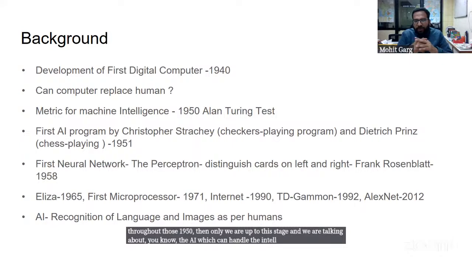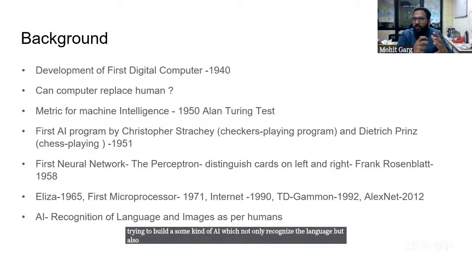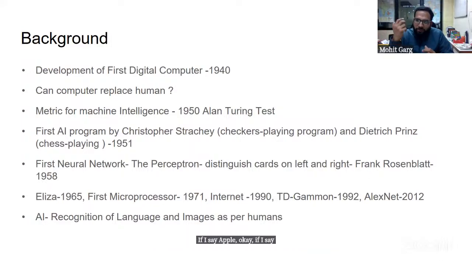like humans. Later on, we are trying to build some kind of AI which not only recognizes language but also images, as humans do. Say, for example, if I say apple, how many of you think of the apple that is a fruit?